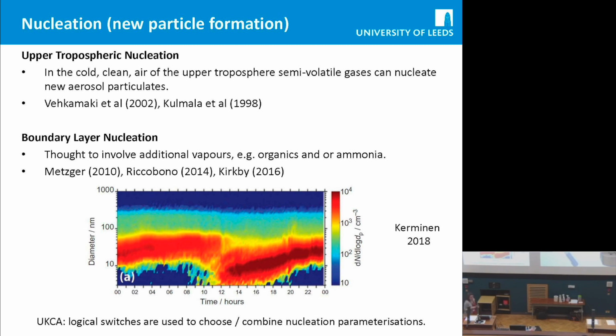And in UKCA at the moment, there are switches that would enable you to choose which of these nucleation mechanisms you want to include. For a long time, this process of new particle formation in the boundary layer was being represented just in relation to sulfuric acid. So we might have an equation that was essentially some kind of scaling of the concentration of sulfuric acid, and then we assume we'll get some quantity of particles that relates to that.